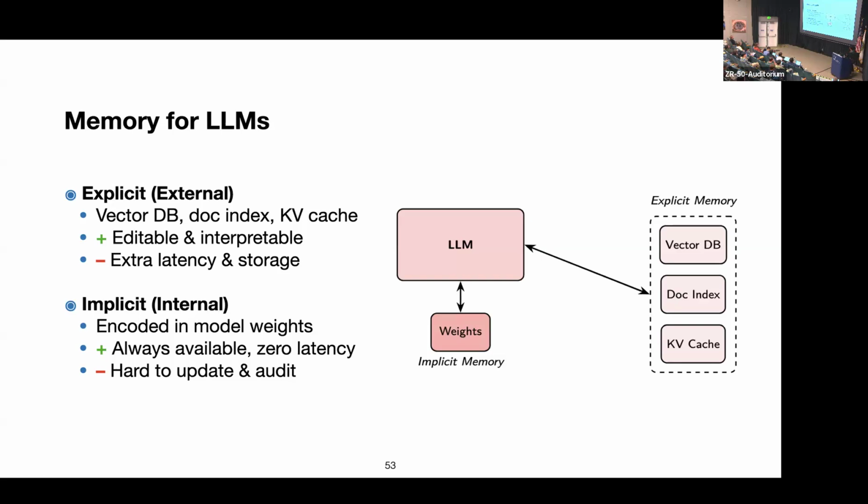For explicit memory, it's quite editable and quite interpretable. Basically, you preserve original information by storage, right? But you need to have extra latency and storage. It's hard to scale up. And for implicit memories, they are encoded in the weights. So there's much lower latency, but they are also harder to update. For example, you need to conduct what we call model editing to inject or revise the information in the model, right?